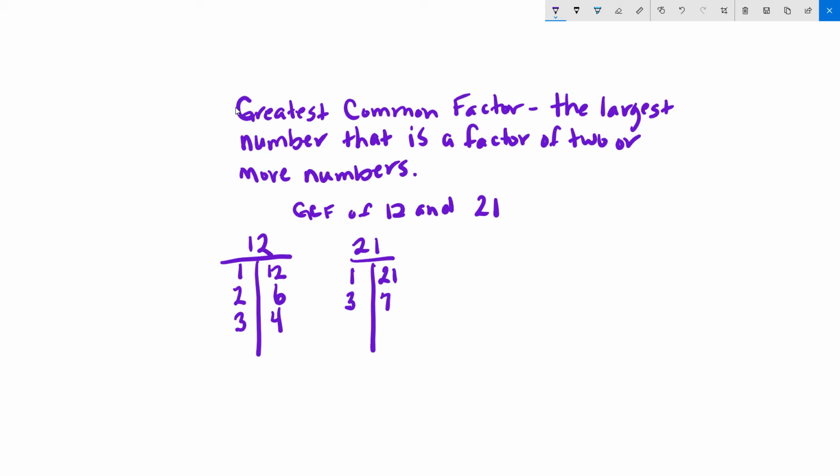Now, if I wanted to use the distributive property to find the greatest common factor, I can say that 3 is going to come out, and then what's left: 3 times 4 is 12, and 3 times 7 is 21. So using the distributive property to write the sum of these two, this would be the expression that's left.